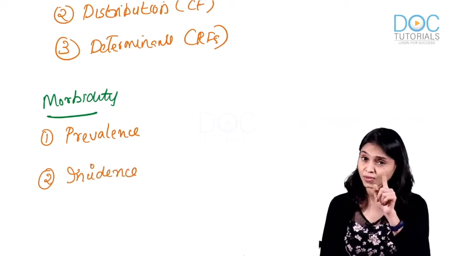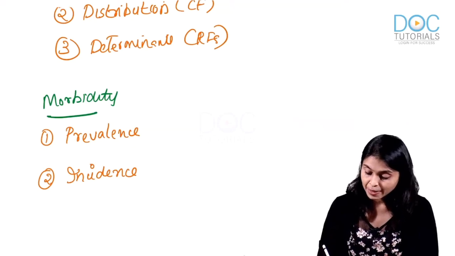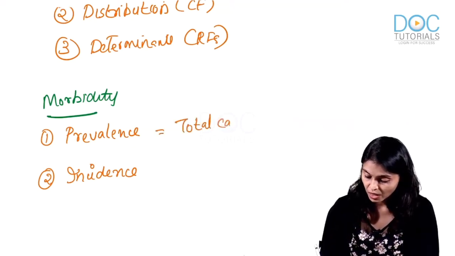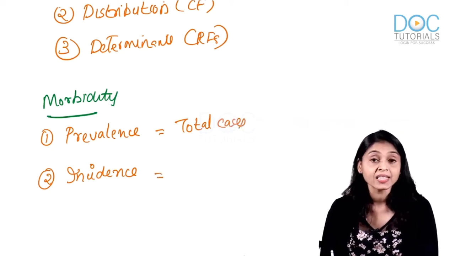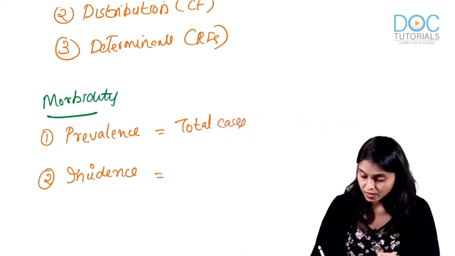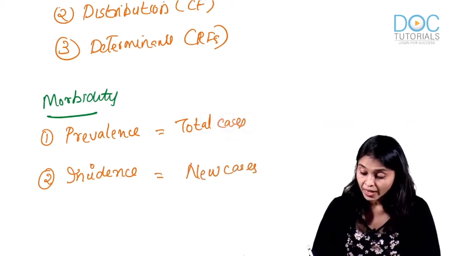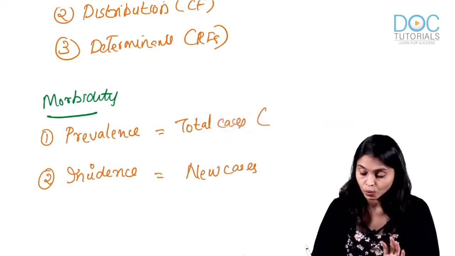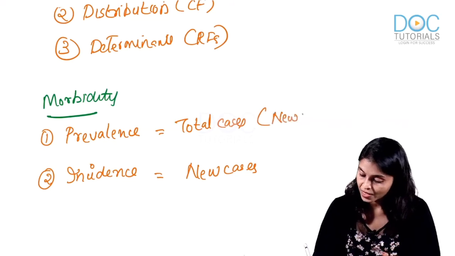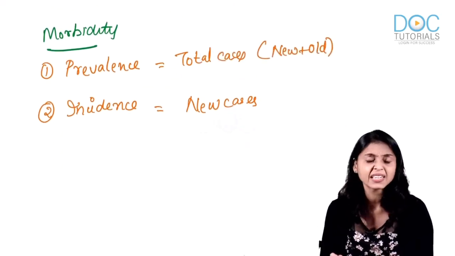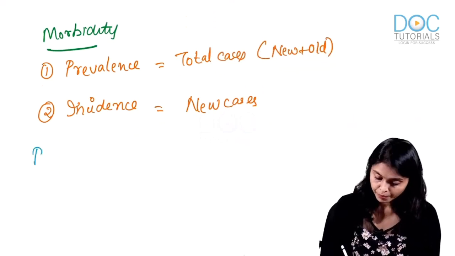Now, what is prevalence? First MCQ. You can remember it like this: prevalence includes total cases of disease, whereas incidence includes new cases. That is the first MCQ. Total cases means that includes new plus old. New plus old. Now, we'll tell you what it is. We'll discuss prevalence first. Prevalence.